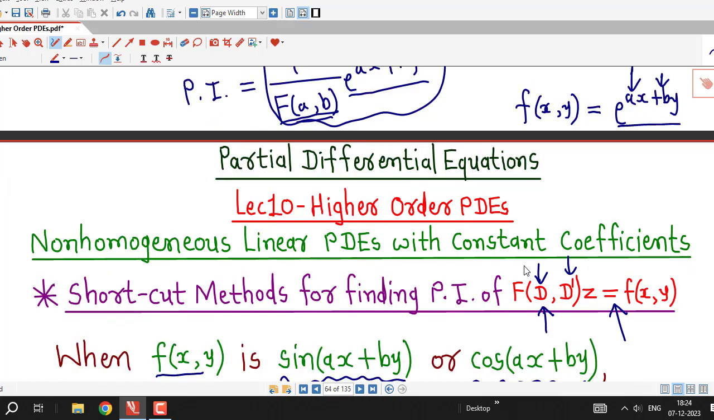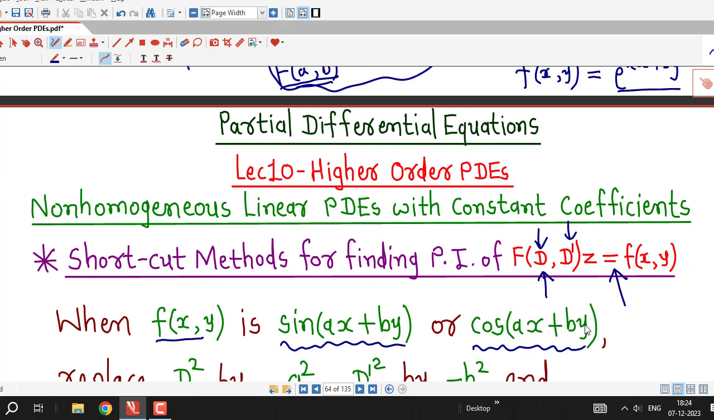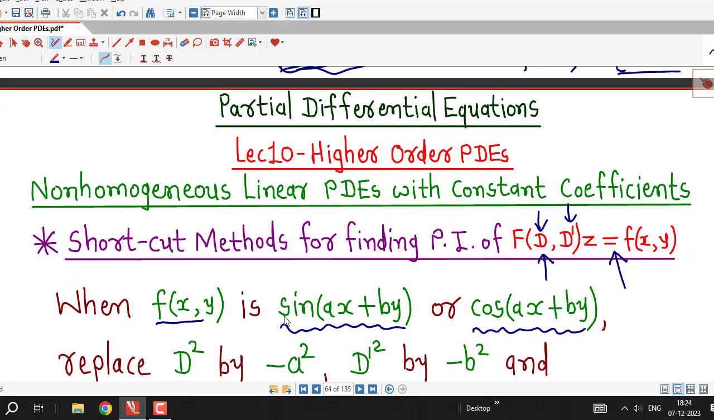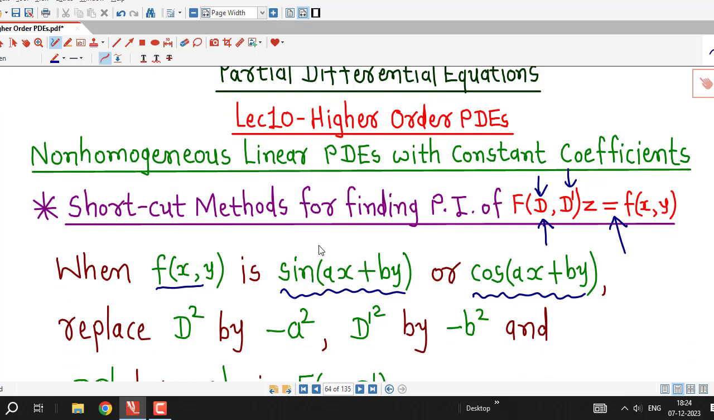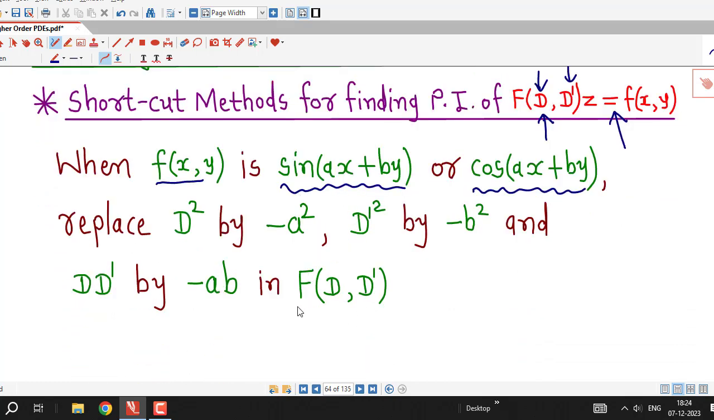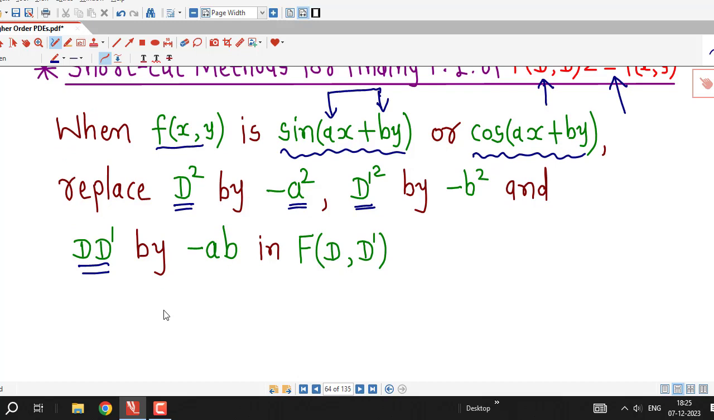Now our right hand side is sine of ax plus by or cosine of ax plus by. So in this case, we will remember that for the particular integral, we will replace D square by negative of a square, that is, the coefficient of x. D dash square will be replaced by negative of b square, where b is the coefficient of y in sine of ax plus by, and D into D dash will be replaced by negative of a into b. So this we will remember, and we will proceed further.